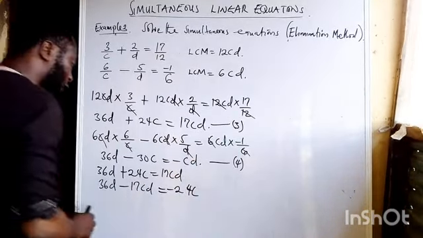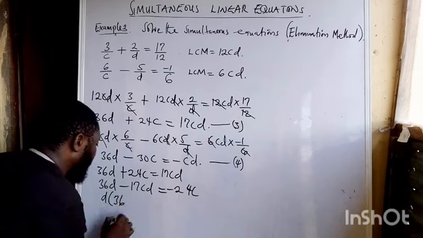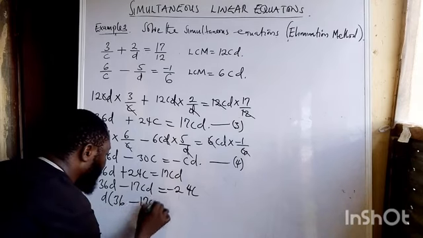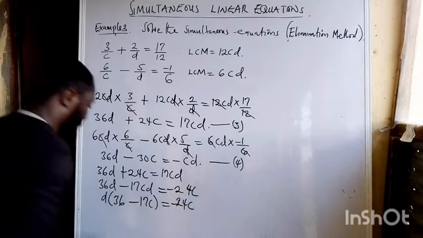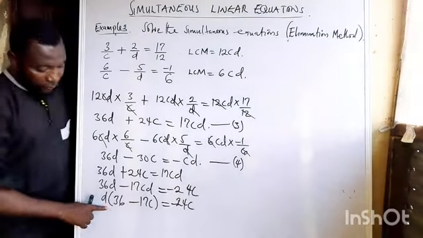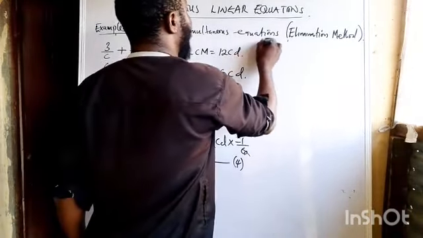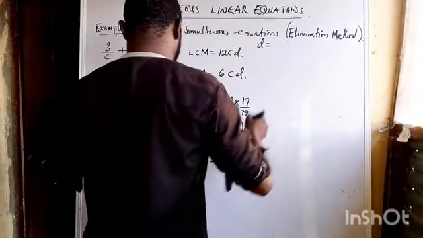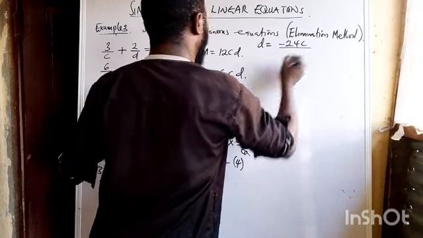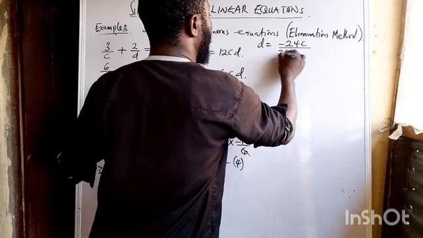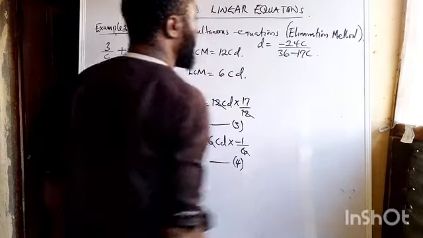Now factorize out letter D. So you have D outside here. So we have 36 minus 17C equals negative 24C. Now from here, to make this subject, we divide both sides by this. So we have letter D equals negative 24C divided by 36 minus 17C. So this is what we have.